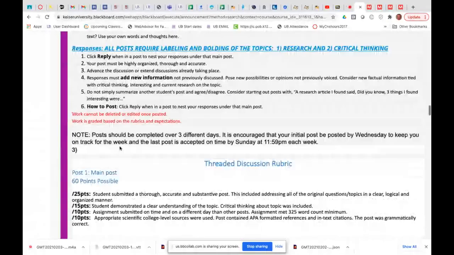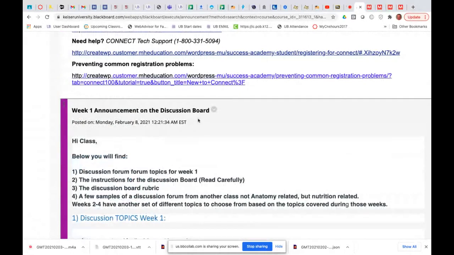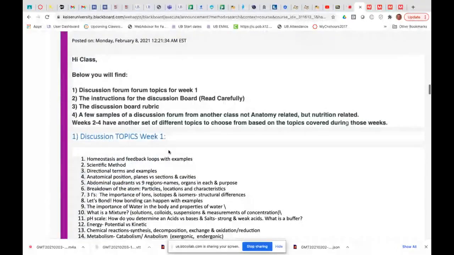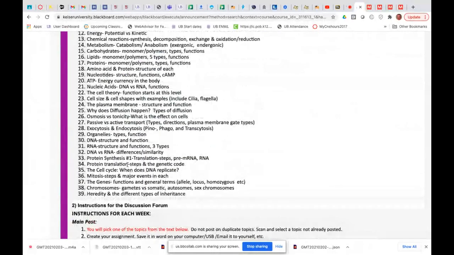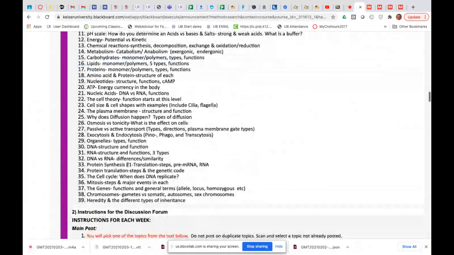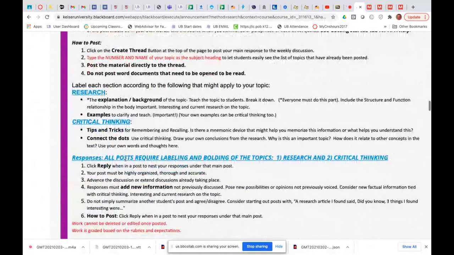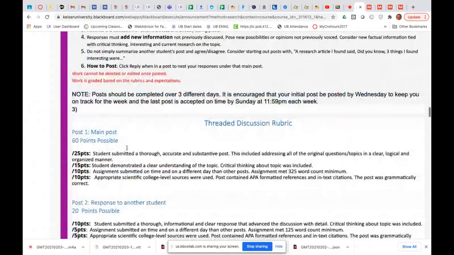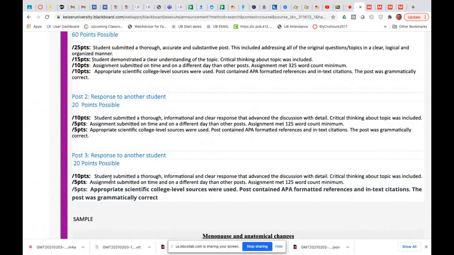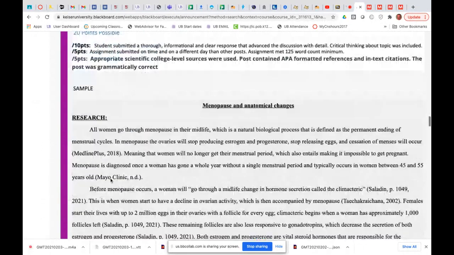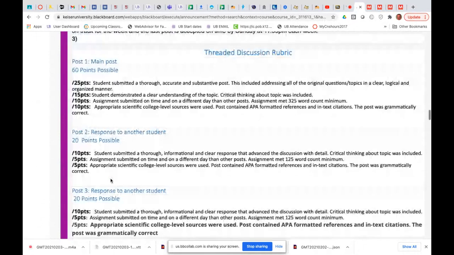Okay, so read through the post I did on the discussion board. This happens to have the topics. It looks like there's 39 topics that you can choose from for week 1. It shows you a little bit of the critical thinking and what is critical thinking and the different responses. And then here's a little rubric on it, the rubric for your 3 posts to follow. And then I gave you, again, just a few examples below to follow.